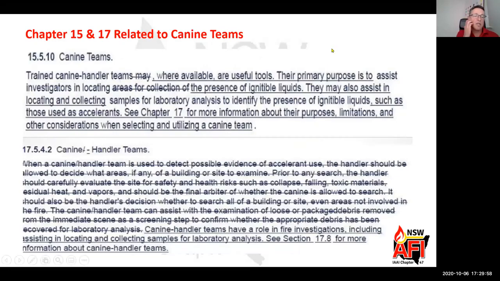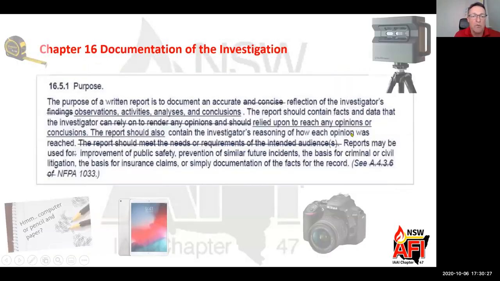Canine teams are certainly discussed here. The first edition started to really talk about what a canine team is and how they relate to fire investigation and how they assist. There have been some changes from 2017, but as you can see, they have a role in fire investigation, including assisting, locating, and collecting samples for laboratory analysis. Certainly they are getting a lot more talked about in fire investigation, so that is a good thing.